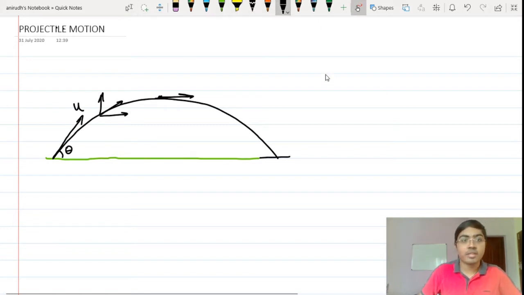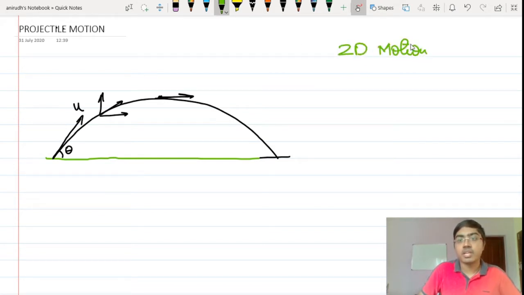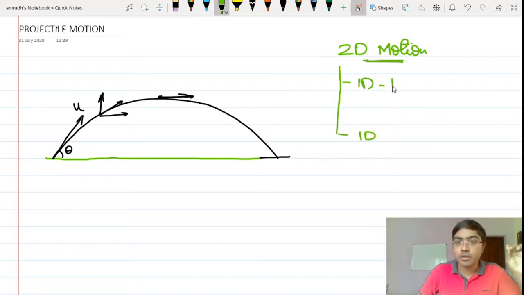Okay, so let's begin with the discussion of projectile motion. First of all, let me formally define this. Projectile motion is a two-dimensional motion. This two-dimensional motion can be divided into one one-dimensional motion and another one-dimensional motion. The first one-dimensional motion is along the horizontal.